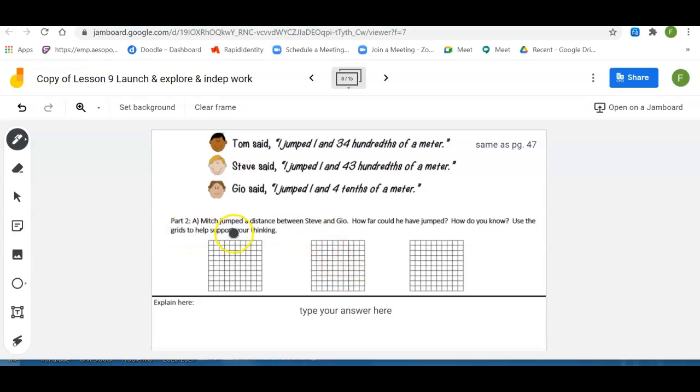So for this one, this is going to be in between Steve and Geo's, and you're just going to pick a number that could be in between Steve and Geo's for Mitch. And you're going to type your explanation down here at the bottom. So type in your explanation right here at the very bottom.